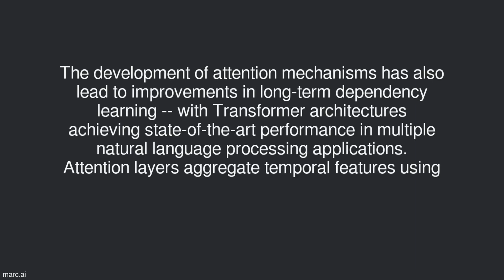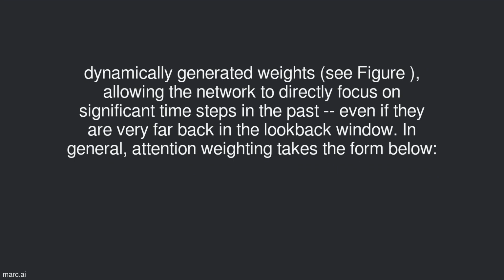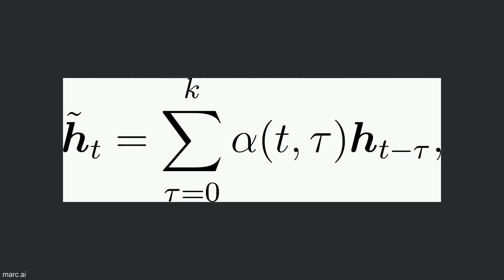Attention mechanisms. The development of attention mechanisms has also led to improvements in long-term dependency learning, with transformer architectures achieving state-of-the-art performance in multiple natural language processing applications. Attention layers aggregate temporal features using dynamically generated weights, see figure, allowing the network to directly focus on significant time steps in the past, even if they are very far back in the lookback window. In general, attention weighting takes the form below, where h_t is an intermediate feature extracted by the lower levels of the network, α(t, τ) is the attention weight for τ generated at time t, and c_t is the context vector output of the attention layer.